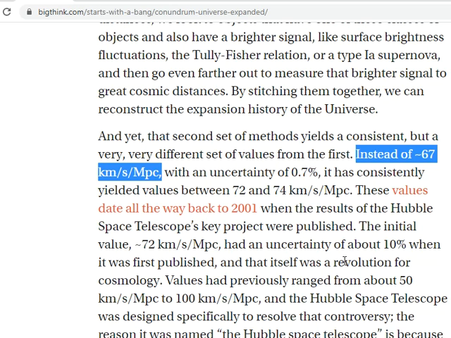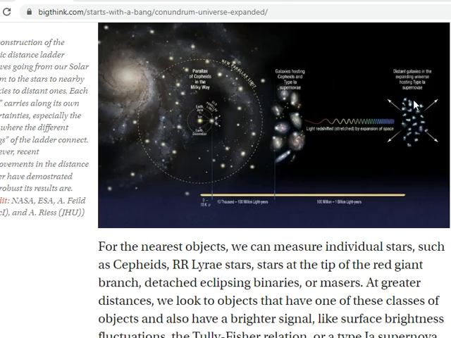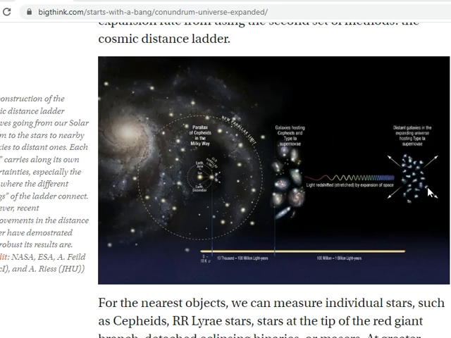Okay, so let me just say, I am saying something different than Ethan is. Ethan says that the 67 kilometers per second per megaparsec comes from here, and the 72 to 74 kilometers per second per megaparsec comes from all this. But I'm saying the 67 comes from here, and the 72 comes from just this inner circle here.